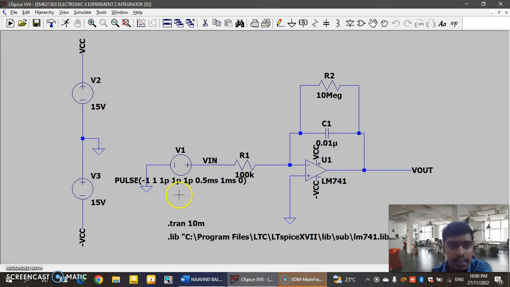Okay, integrator. For the integrator circuit, they already have a capacitance, resistance, and the power supply, and of course, the operational amplifier. For this one, how do we know that it is an integrator? On the integrator circuit, there will be a capacitor near the RF, but my RF I just put as R2, and the value of RF is 10 mega. It's quite high.